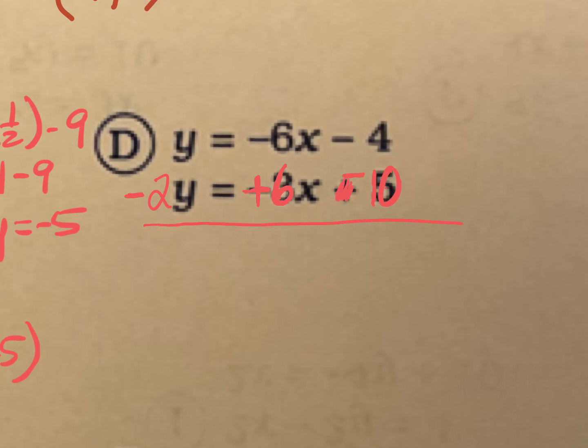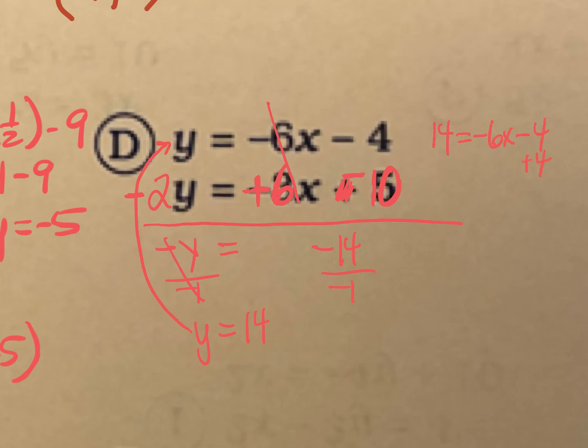All right, so when I go through to do that, y minus 2y is negative y, negative 6x plus 6x gets rid of that. Negative 4 minus negative 10 is negative 14. So then if I divide by negative 1, or even multiply by negative 1, it gets rid of the negative and y equals positive 14. Okay, so I plug in 14 for y. 14 equals negative 6x minus 4.